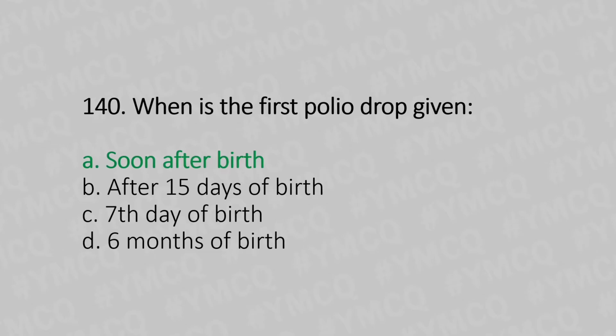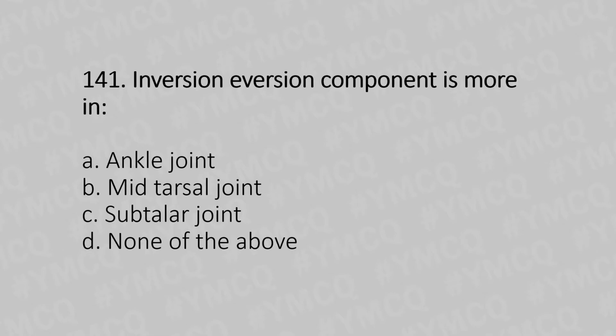Now let's move to question number 141. Inversion-eversion component is more in: option A, ankle joint; option B, mid-tarsal joint; option C, subtalar joint; option D, none of the above. And the answer is option C, subtalar joint.